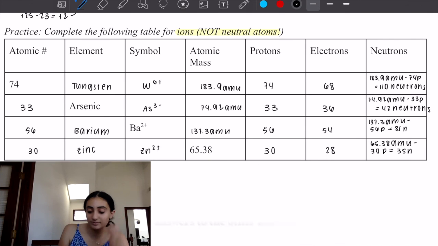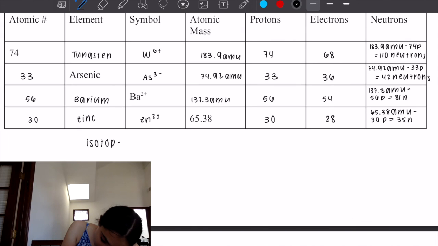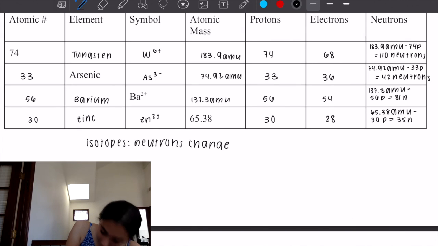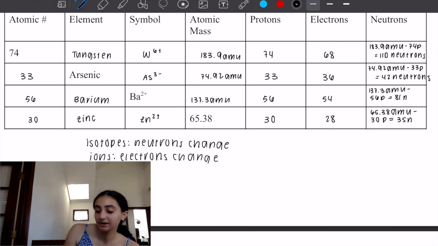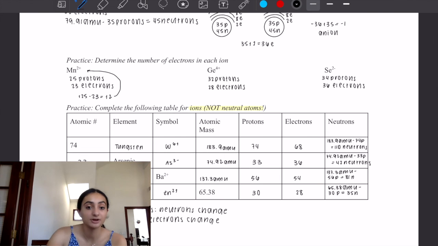Beautiful. Keep in mind for isotopes, the neutrons change, and for ions, the electrons change because that is the charge. That's how you'll get a charge on the atom because neutrons are neutral. And yeah, just keep in mind when you have a minus charge, you're going to be adding electrons. When you have a plus charge, you're going to be taking away electrons. But that concludes our discussion of ions.